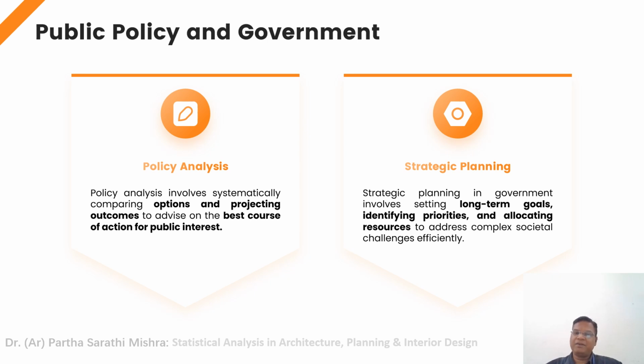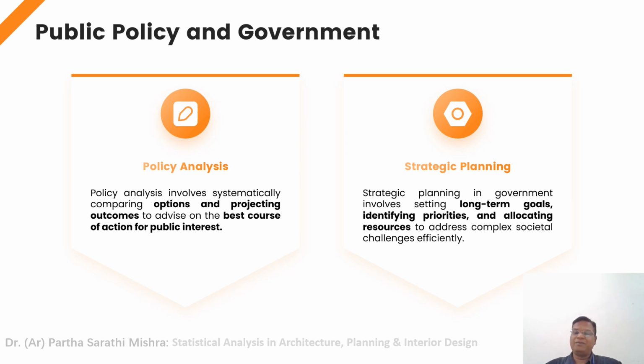Strategic planning in government involves setting up long-term goals, identifying priorities, and allocating resources. Again, as a planner or as an architect, we always deal with this kind of short-term and long-term goals, whether it is a project, a 1 year plan, 2 year plan, 5 year plan, or a master plan for 20, 30 years. Then which particular sectors do we have to give priority, whether it is education, defense, or agriculture? According to that, we have to make our master plan.